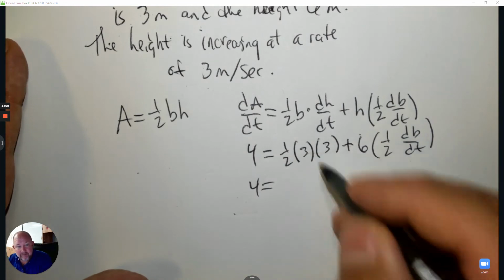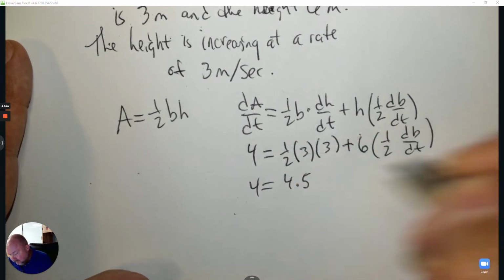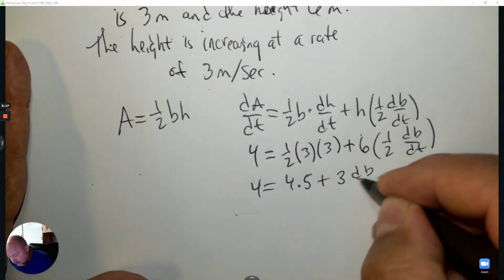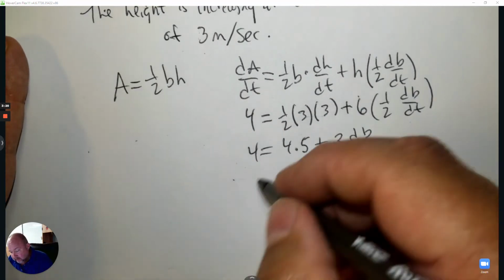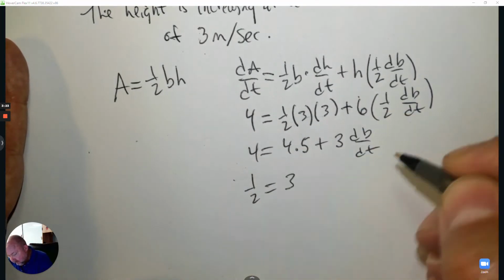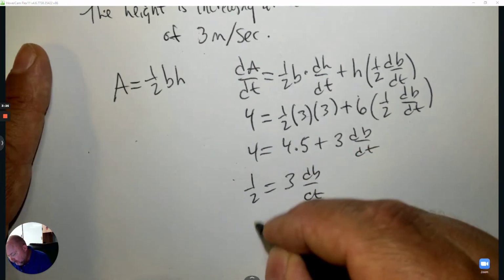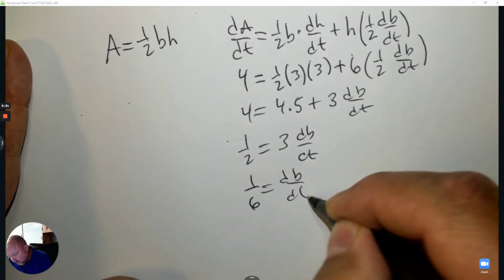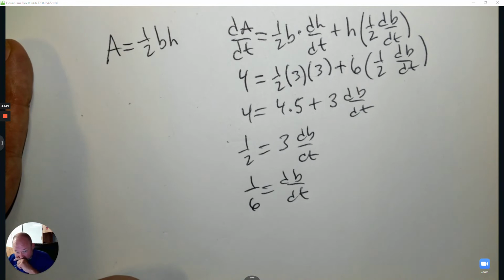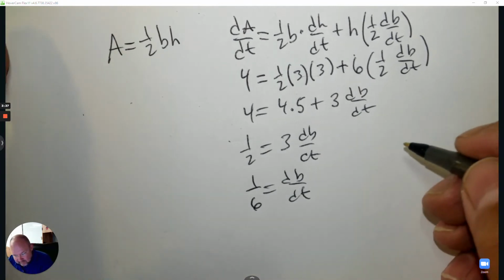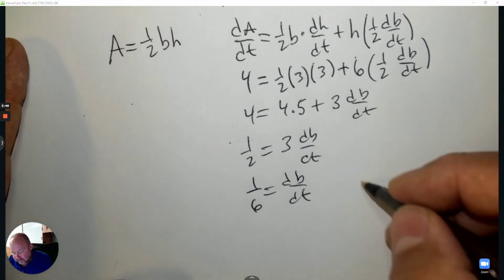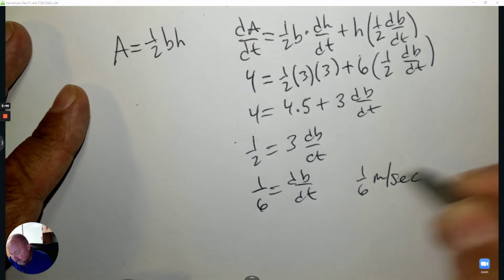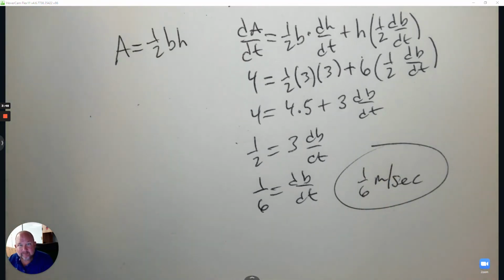So 3 times 3 is 9, and half of 9 is 4.5. Half of 6 is 3. And then I just solve it. So subtract, divide, and you have your answer. When you divide by 3, 2 times 3 is 6. Okay. And then your answer would be written in a sentence. You'd say the base is increasing at a rate of 1/6, then you'd have to include the units, which would be meters per second. And you'd have your answer with units.